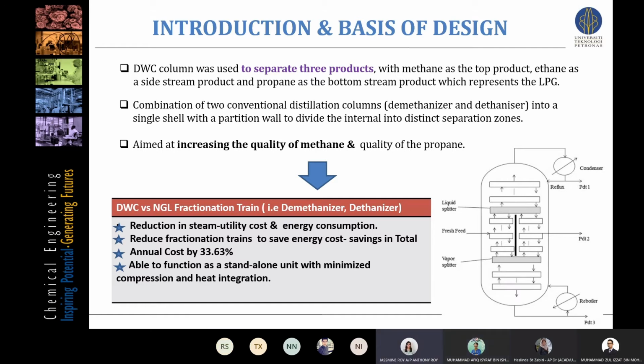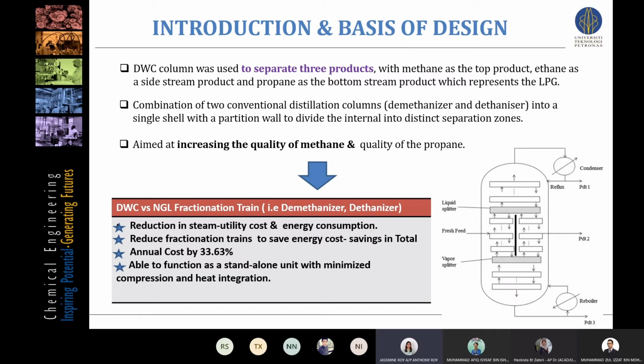So I'll be presenting on the divided wall column. It's used to separate the three products, with methane as the top, ethane as the side stream, and propane as the bottom stream product. The column employs similar vapor-liquid contact just as the conventional distillation column. However, the concept of the DWC is to reduce the number of fractionation trains, such as demethanizer and deethanizer, into a single shell with the inclusion of a partition wall.